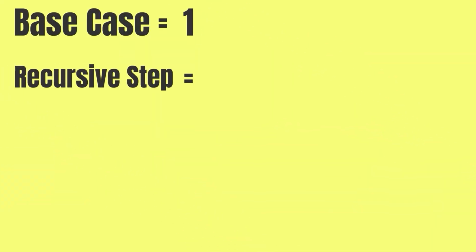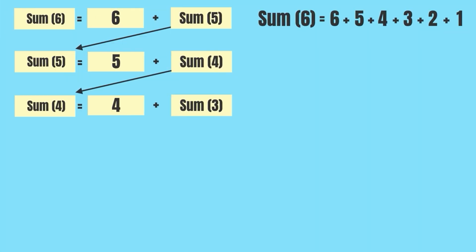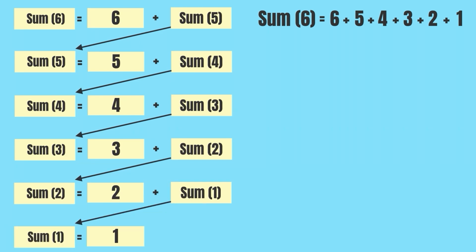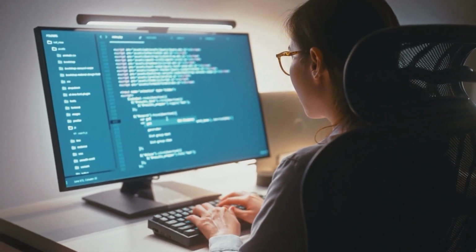After defining the base case, we then define a recursive step. This is where the function starts working in a loop by breaking the problem down into simpler steps. It's like saying, if you can't solve it directly, try solving a slightly smaller version of the same problem.